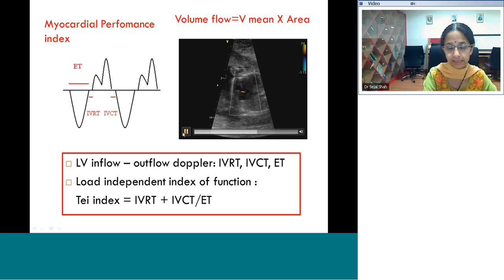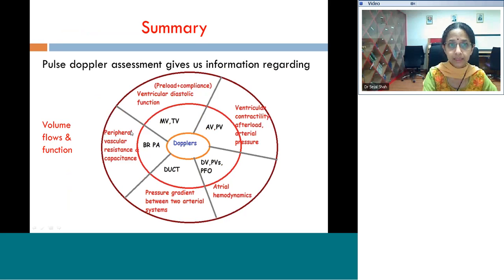This is supposedly a load-independent index for myocardial function, which actually is true for both the ventricles, but it's difficult to get on the right side. So in summary, the pulse Doppler gives us a huge amount of information, and as we can see here, we Doppler the AV valves, the semilunar valves, the venous structures, the pulmonary veins, the systemic veins, the ductus venosus, the PFO, the ductus arteriosus, and the branch pulmonary arteries.